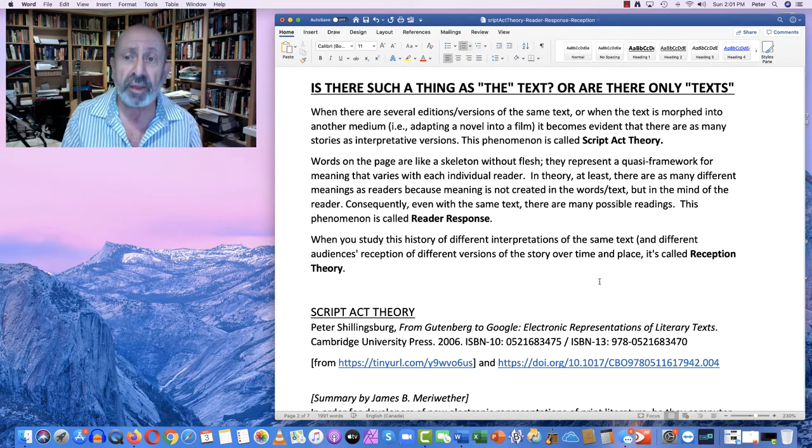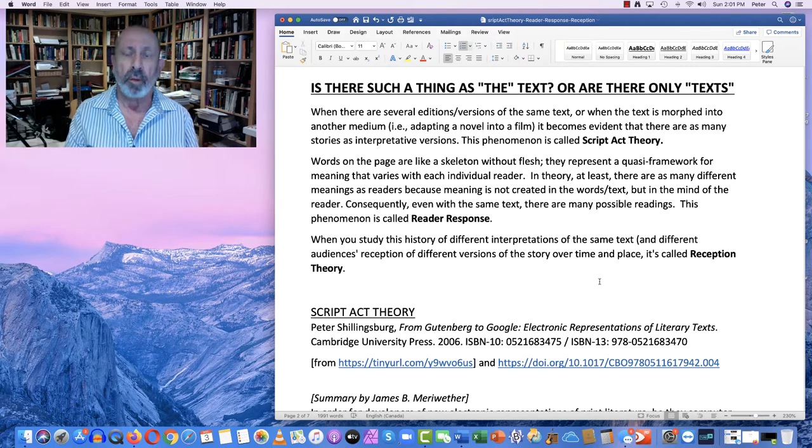Is there such a thing as the text? That is to say, a single monolithic reading of a text that is correct and all the other readings are not correct? Or are there only texts? That is to say, only anarchy or solipsism, which means each interpretation is unique. Well, the answer to this question, it's a rhetorical question and it's a false question. The answer is really neither. There is no such thing as the text.